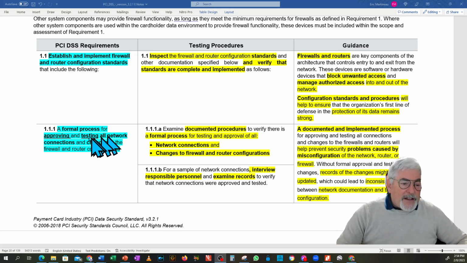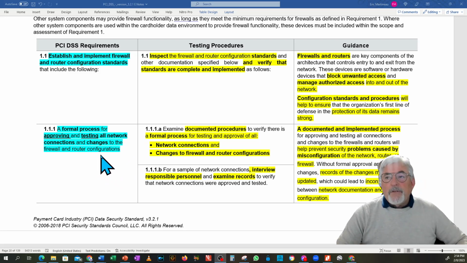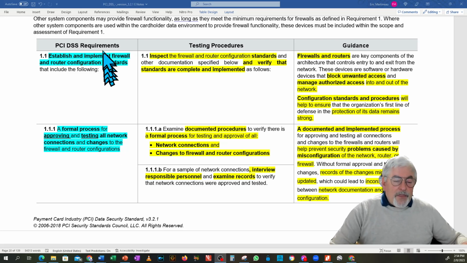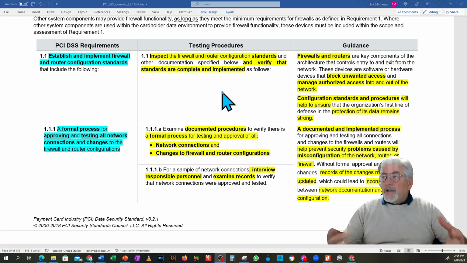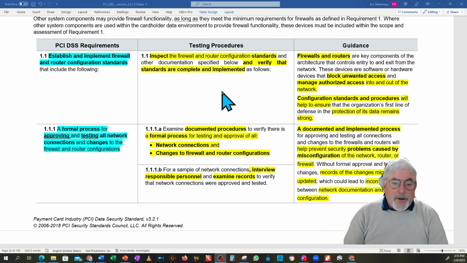A formal process for approving and testing all network connections and changes to the firewall and router configurations. So that's what the requirement is. What the procedures are that it's asking us to do is to inspect the firewall and router configuration standards and other documents specified below and verify that these standards are complete and implemented as follows.